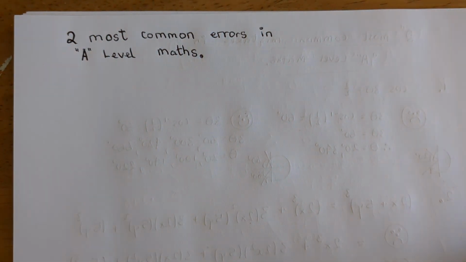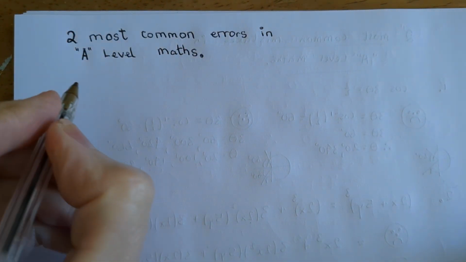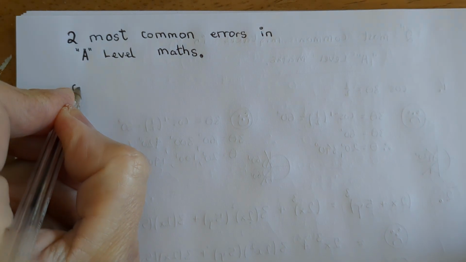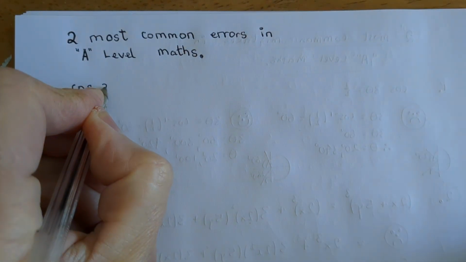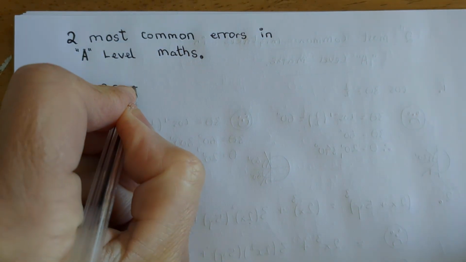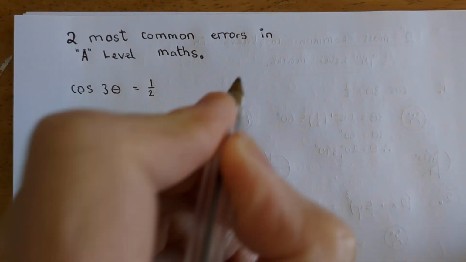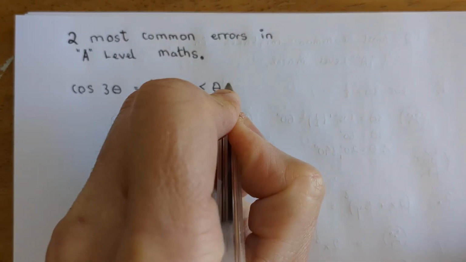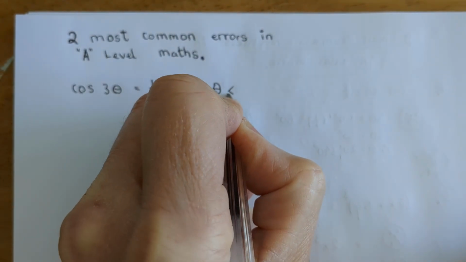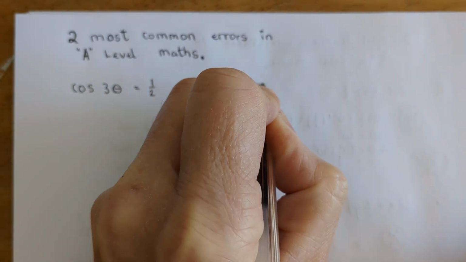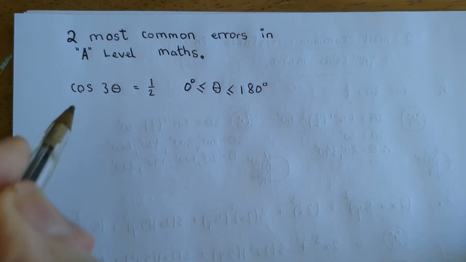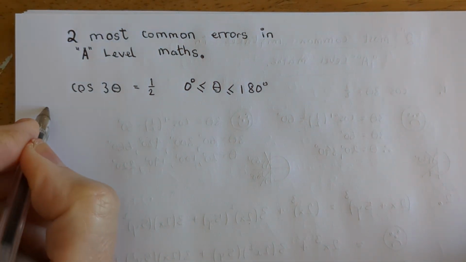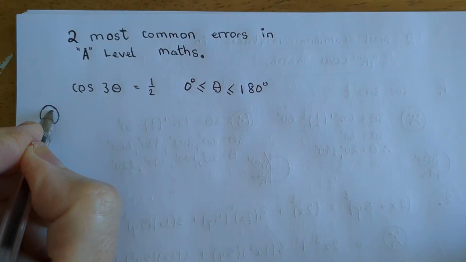Okay, I'm going to highlight what I think are the two most common errors in A-level maths. The first one is questions of this type. Suppose you've got cosine 3 theta equals a half, and the solutions are between, say, 0 degrees and 180 degrees. Now I'm going to do the question wrong. So we get, this is the wrong answer, but it's very common.